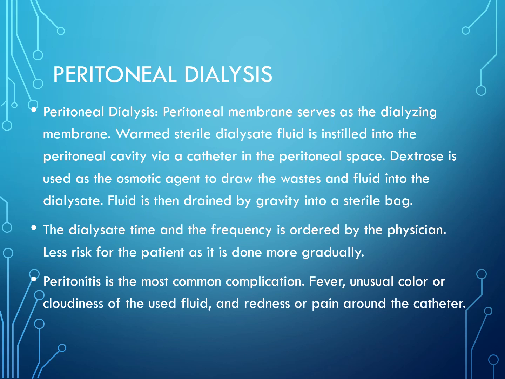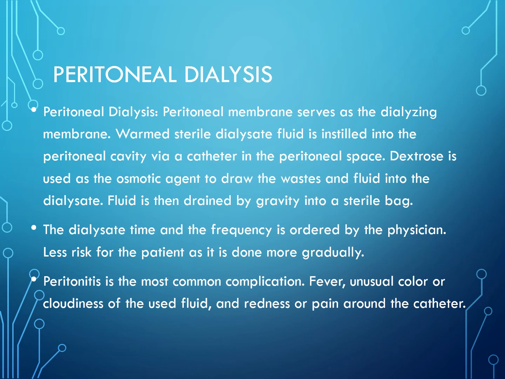There's also another form of dialysis called peritoneal dialysis. It's where the peritoneal membrane serves as a dialyzing membrane. The warm dialysate fluid is instilled into the peritoneal cavity via a catheter in the peritoneal space. Dextrose is the osmotic agent or ingredient to draw the waste and fluid into the dialysate, and then the fluid is then drained by gravity into a sterile bag. The dialysate time and the frequency is ordered by the physician.